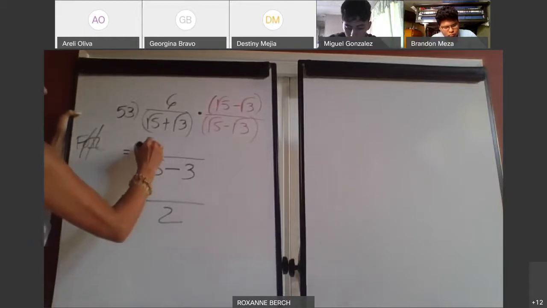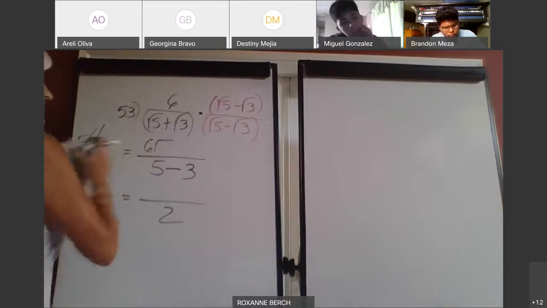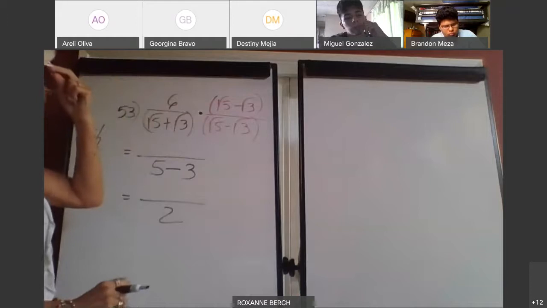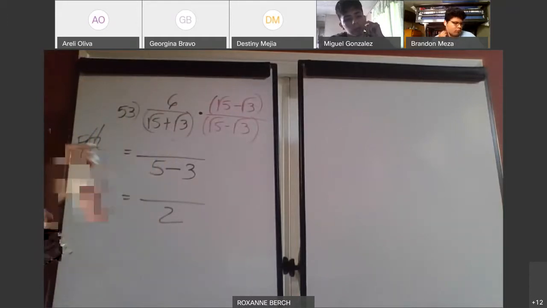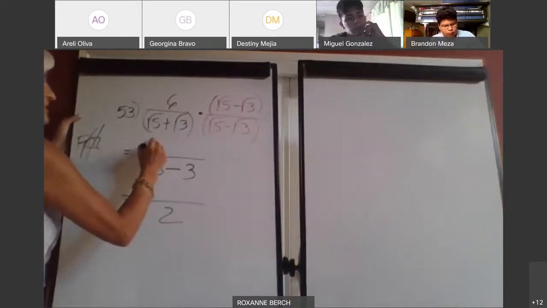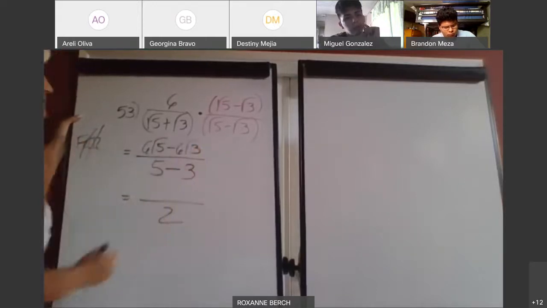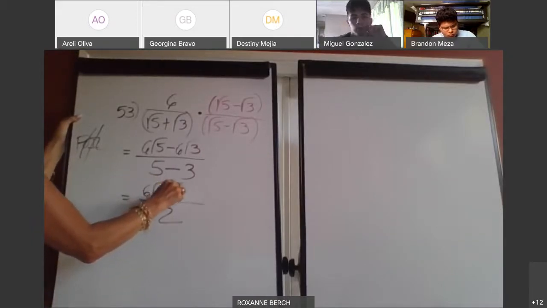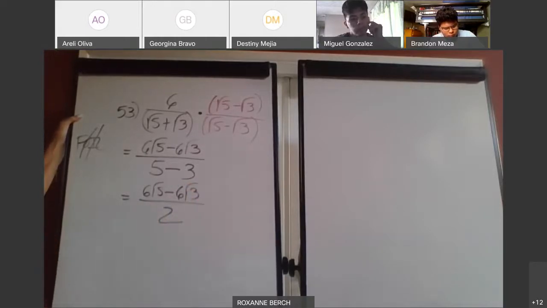On the top, they might leave the answer like this. They might leave the answer as 6 times that, and they might mark it wrong if you multiply it out. I would multiply it out and let me know if it marks it wrong. So you need to distribute. So 6 radical 5 minus 6 radical 3 can be simplified.